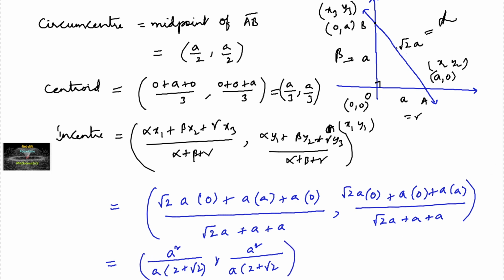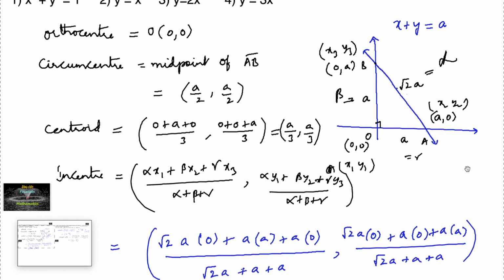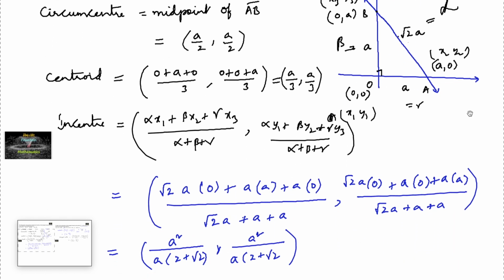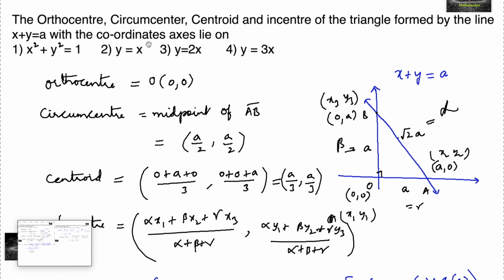So this is the incenter of the triangle, and we can observe that in the orthocenter, circumcenter, centroid and incenter, the x coordinate and y coordinate are both equal. So we can say that all these points lie on the line x = y. So we can go with the second option, that is y = x.